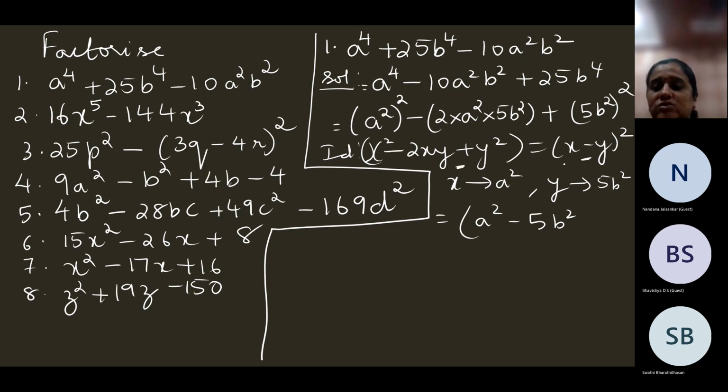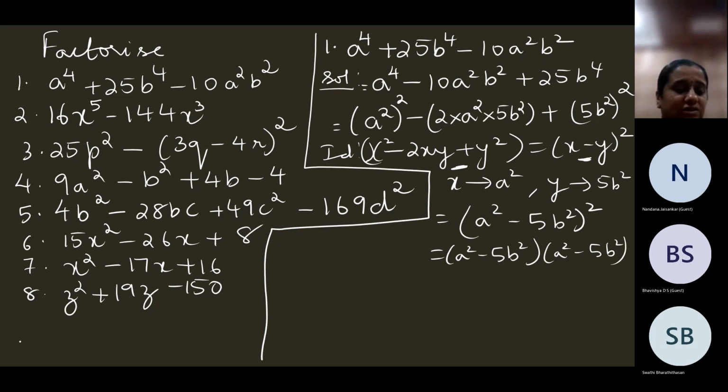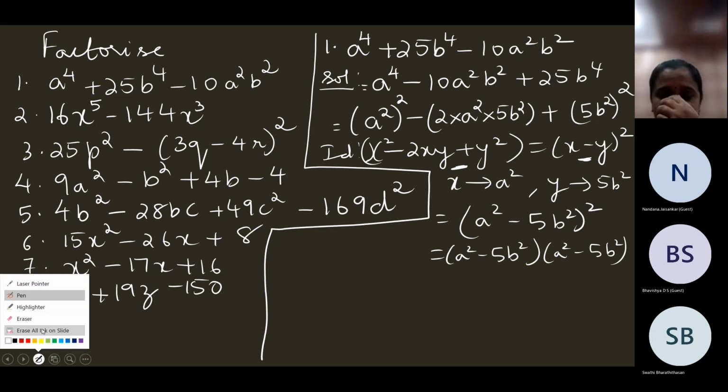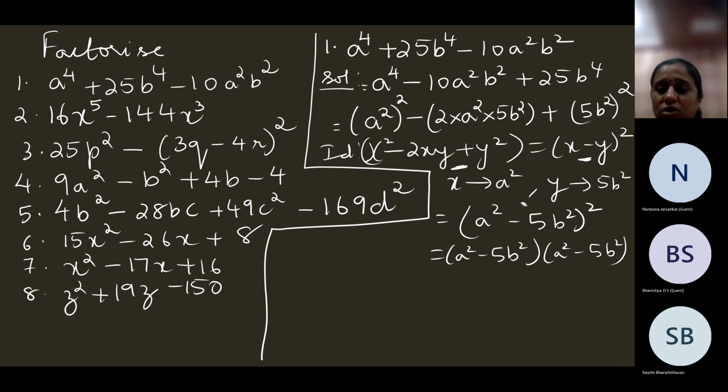The question looks like this. So this is the answer. So x minus y the whole square, a square minus 5b square the whole square, which can be written two times like this, a square minus 5b square into a square minus 5b square. So these are the factors. That is, this expression has only one factor, that is two equal factors.